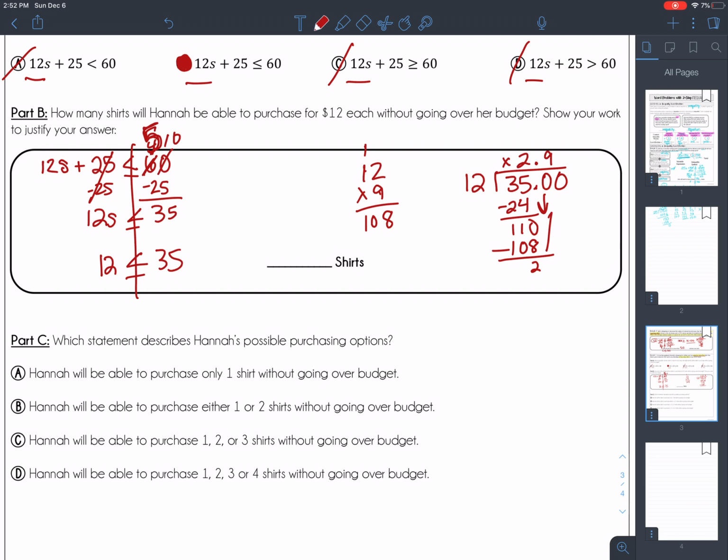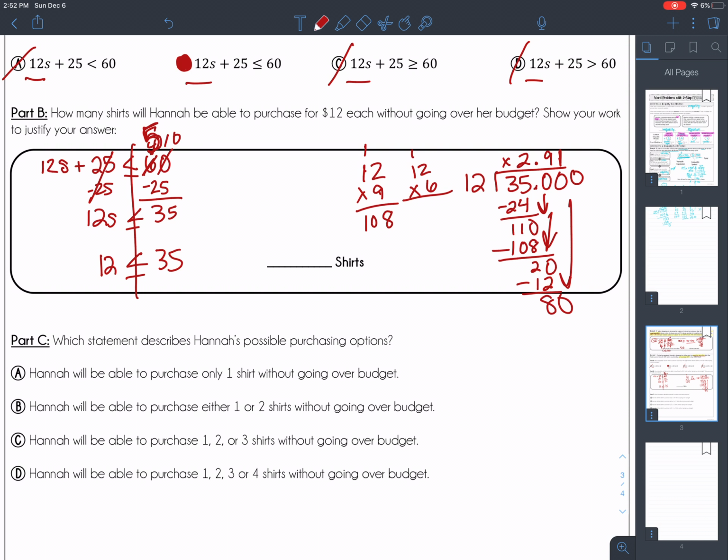I'm going to bring down another 0. 12 will go into 20 one time. 12 times 1 is 12, and we have an 8. And 12 can go into 80. We don't know. Maybe you know your 12s. I know 12 times, let's try 6.